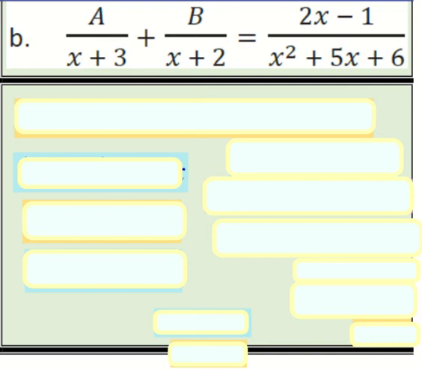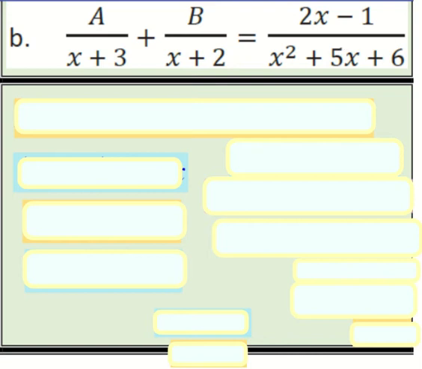Okay, so question 6b in solving rational equations. If you notice, they did a lot of the work for us. They said a over x plus 3 plus b over x plus 2 equals this expression. So really what they're saying is they gave us our common denominator already.